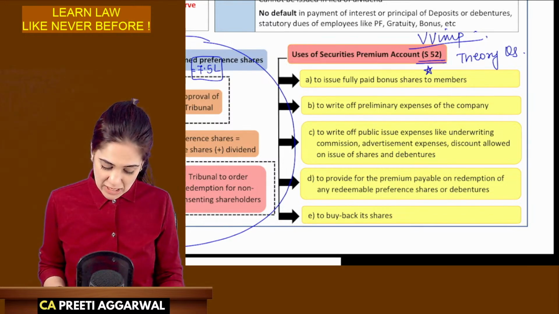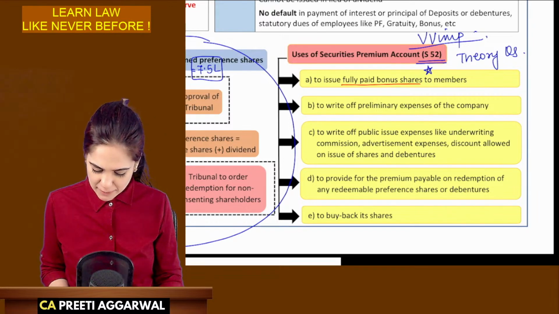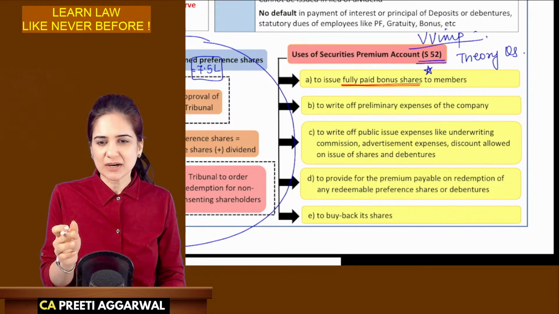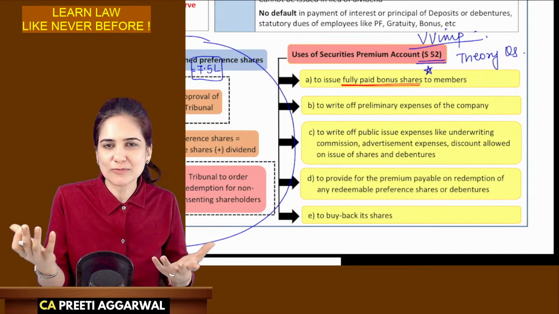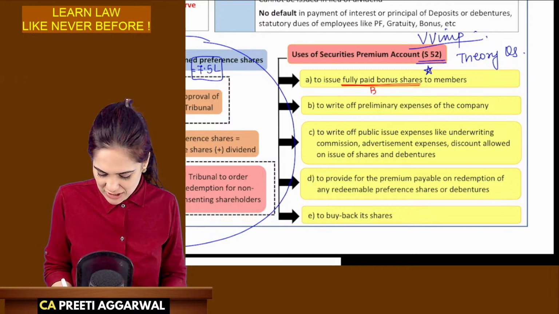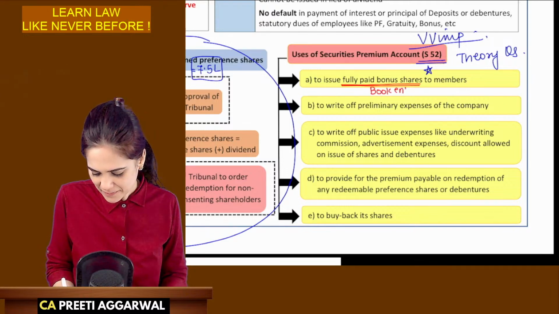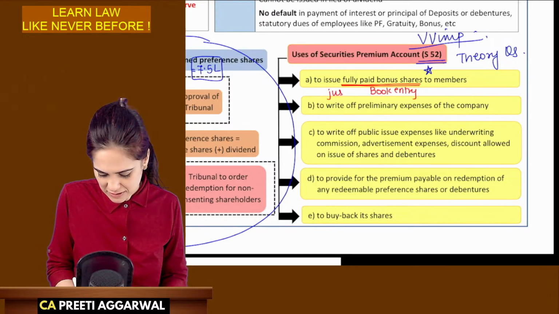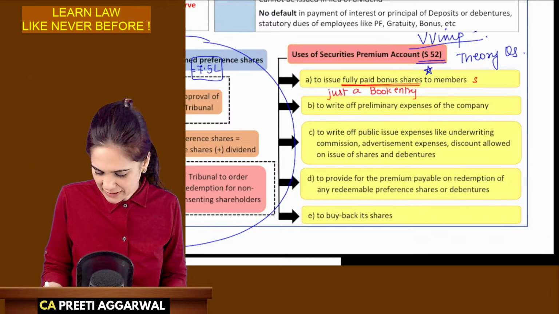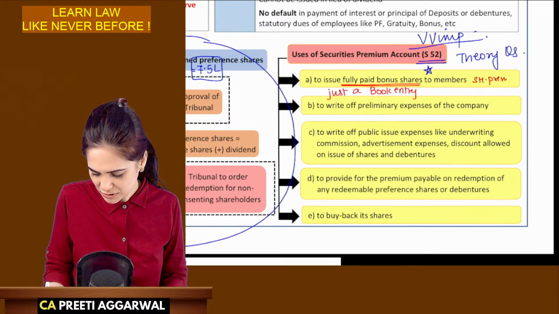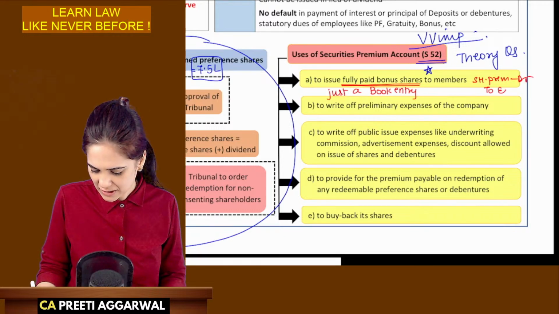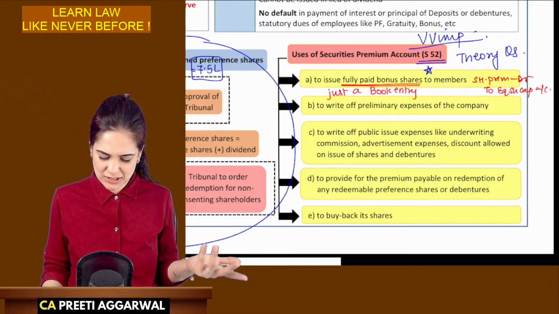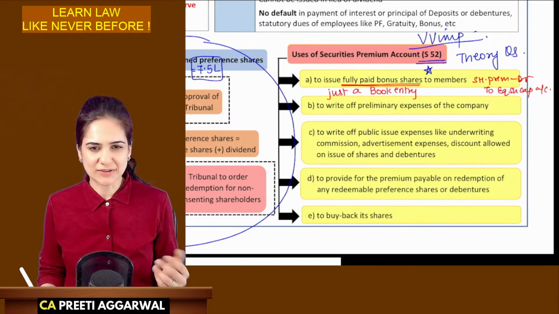So to issue fully paid up bonus shares, this is actually just a book entry. Actually, there is no money flow over here. So this is just a book entry. Okay, so you will debit the share premium account or the securities premium account, and you will credit the equity share capital account for the bonus that is issued. This is actually just a book entry.